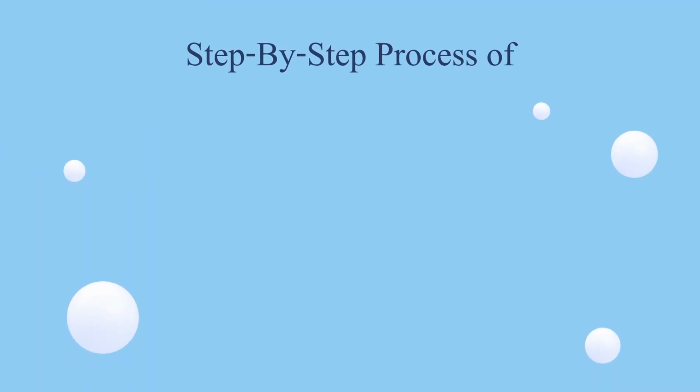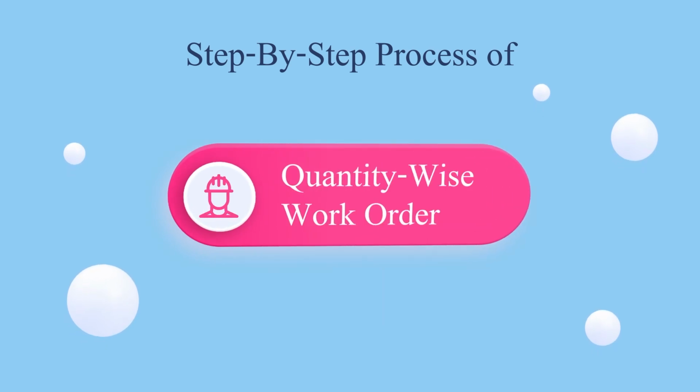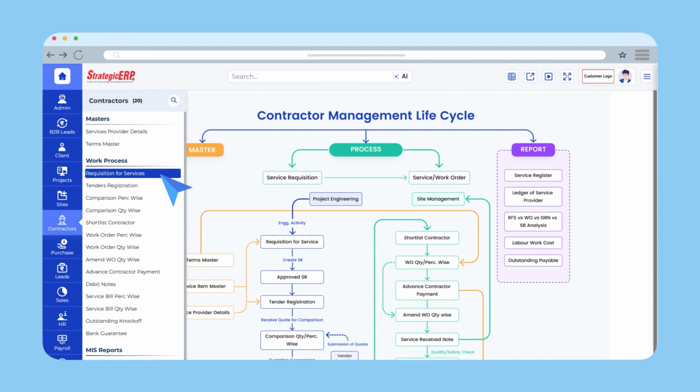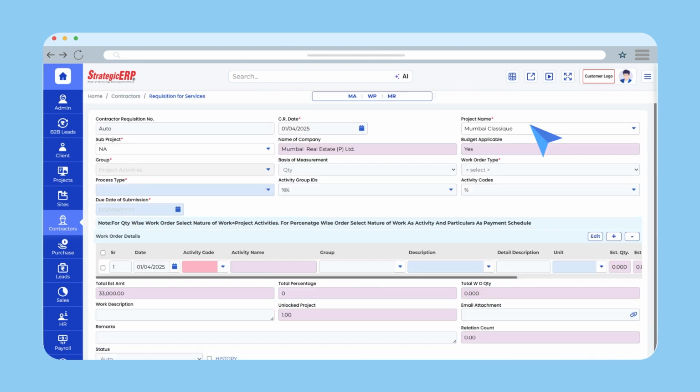Let us understand the step-by-step process of preparing a quantity-wise work order in StrategicERP. For an activity-wise work order, navigate to the Requisition for Services form under the Contractor's Management module. Select all project info such as project name, subproject, group and basis of measurement.